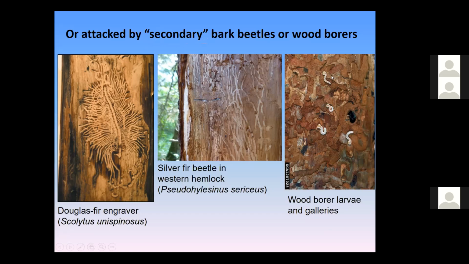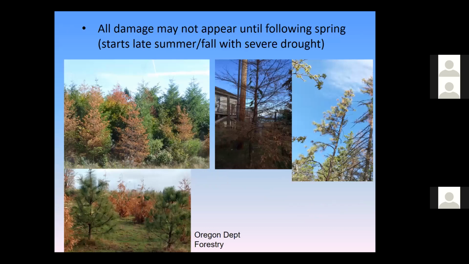There are larger beetle larvae, like on the right here, called wood borers, that are essentially doing something similar, except they almost exclusively attack dead and dying trees. So they're secondary to something else. They're not a primary tree killer. So there's quite a bit of variety in these secondary bark beetles. You can find them in almost any tree species.